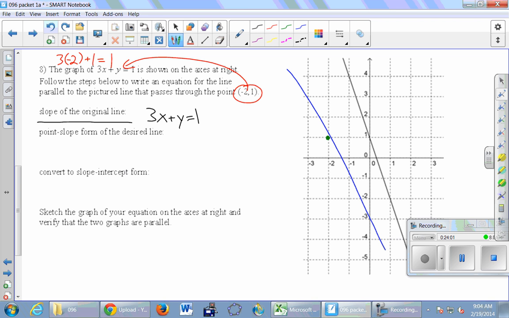Why are you subtracting 3x, Alan? Yeah, we're trying to isolate the y, right? If it looks like y equals mx plus b, then we can grab the slope. So let's solve this equation for y by subtracting the 3x. So what is the slope of that line? -3.